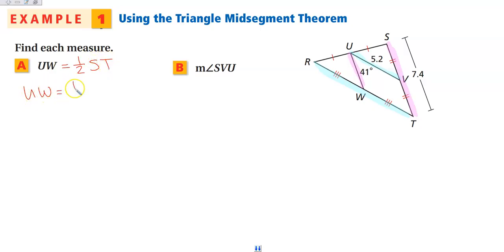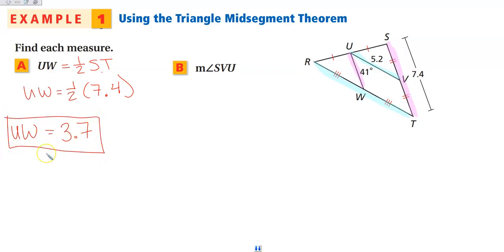So UW is going to be half of 7.4. Oop, getting sticky here. 7.4. There we go. All right. And half of 7.4 is 3.7. Remember, if there's a unit, you should include it, but there's not in this particular picture.